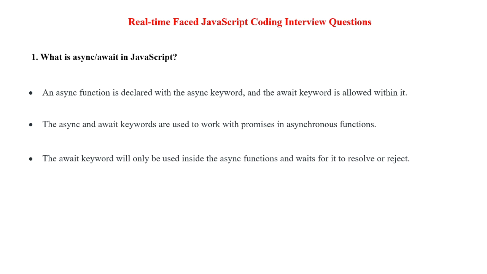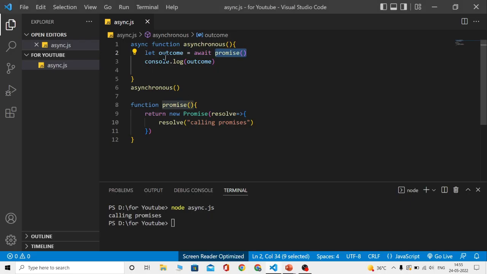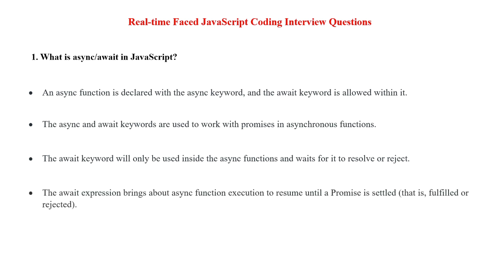The await keyword will only be used inside the async function and waits for it to resolve or reject. See here, this await keyword is only used inside the async function. We cannot use it outside of this function, and this await is going to give the result of the promise. It will wait some time. Move to the next point.